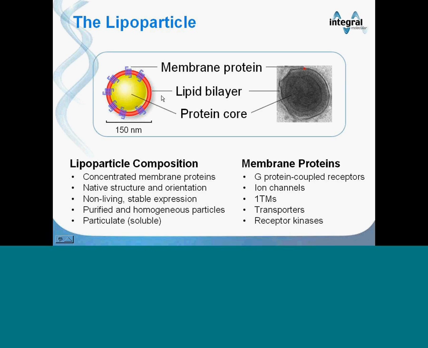So how are lipoparticles made? They're produced by co-transfecting the DNA for the viral core and the membrane protein into cells. The protein is overexpressed on the surface of the cell, and the viral core assembles within the cell and then buds through the cellular membrane, pinching off a piece of that membrane that contains the membrane protein of interest. The lipoparticles are then released into the culture supernatant. And below is an EM depicting this budding process.